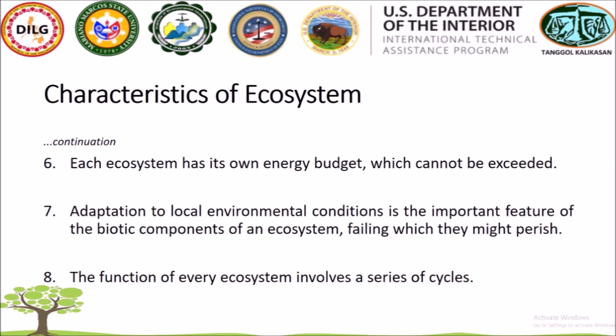The function of every ecosystem involves a series of cycles. These cycles are driven by energy and the continuation or existence of the ecosystem demands exchange of materials, nutrients, to and from the different components. Just like what I have said earlier, the energy flows directionally through Earth's ecosystem, typically entering in the form of sunlight and exiting in the form of heat.